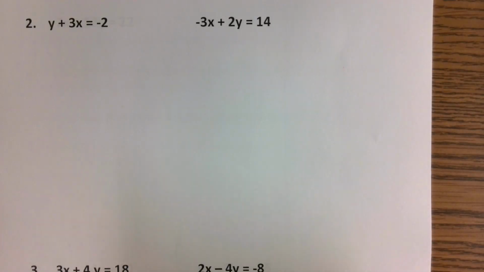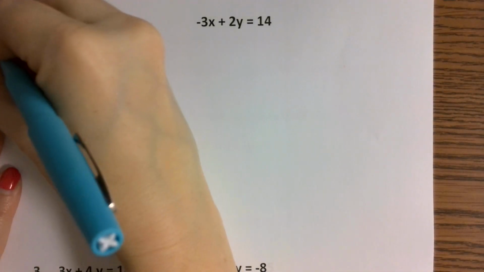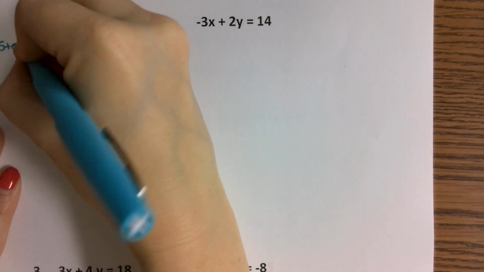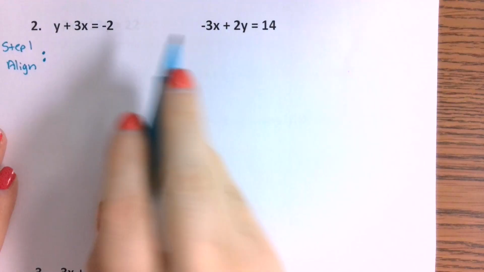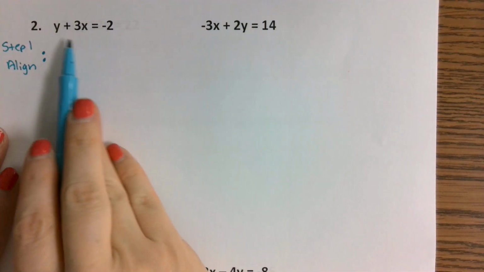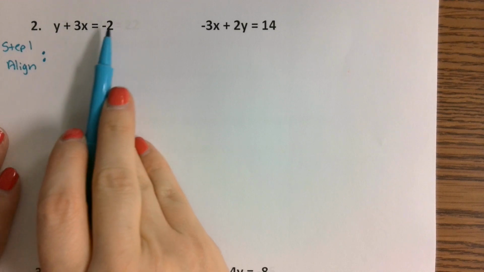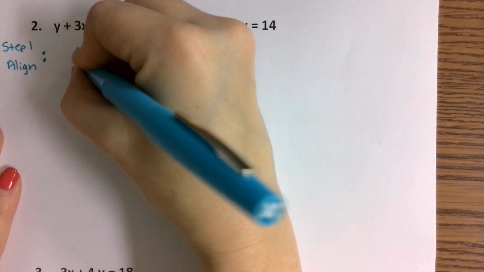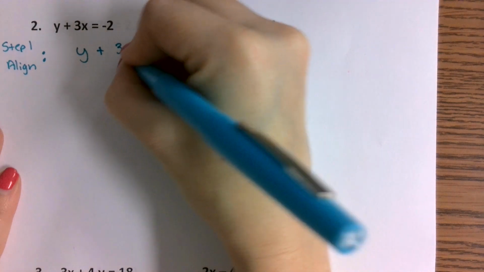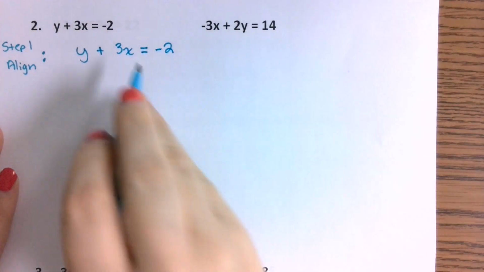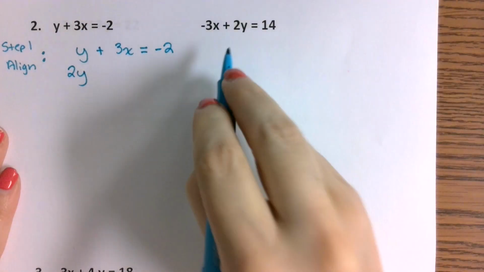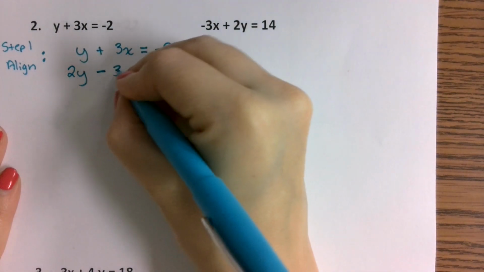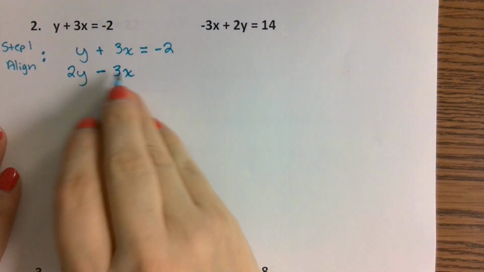Okay, let's go ahead and go over this one. Like I said before, your very first step, step 1, we are going to go ahead and align the equations. That means that I'm going to rewrite these. If I wanted to start with y plus 3x is equal to negative 2, then the way that I would write this second equation means I'd have to put this positive 2y in front and this negative 3x in the back. So I'd put 2y minus 3x.